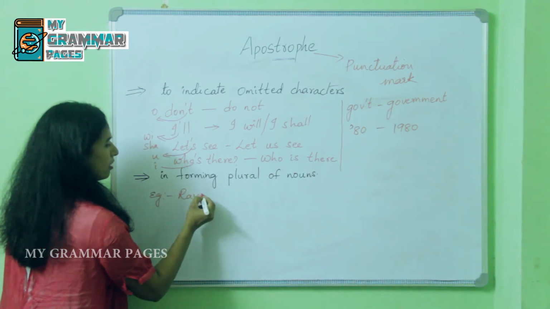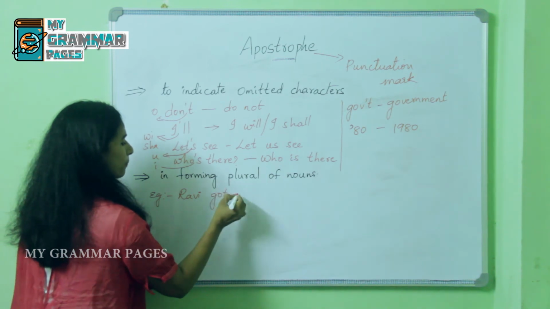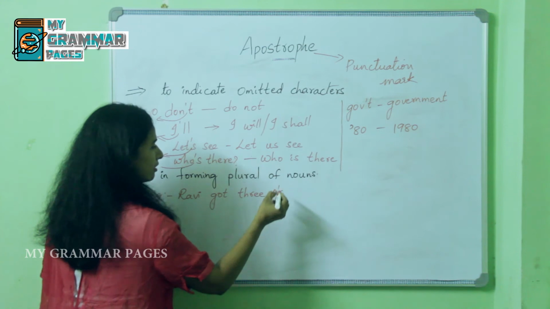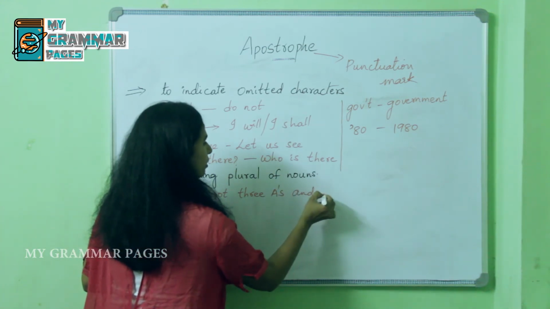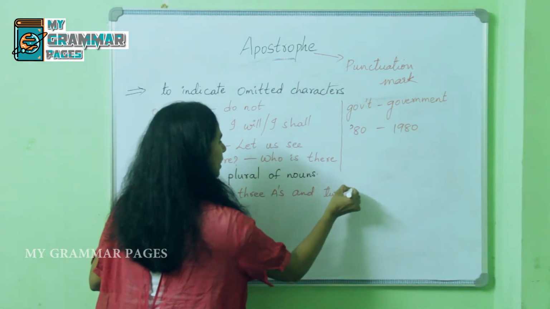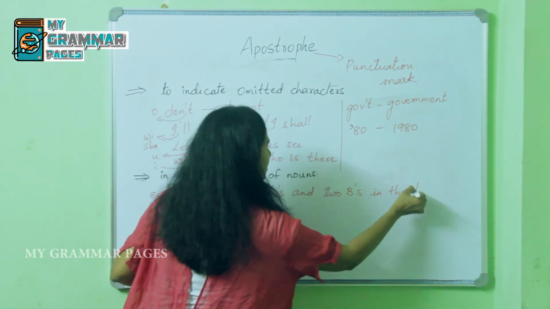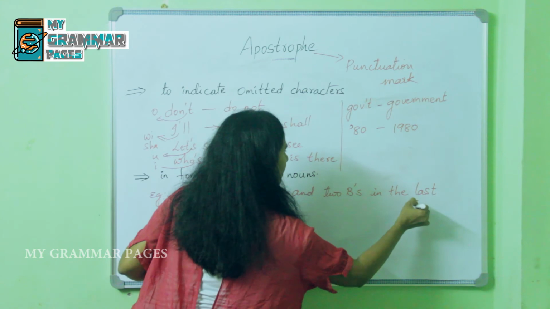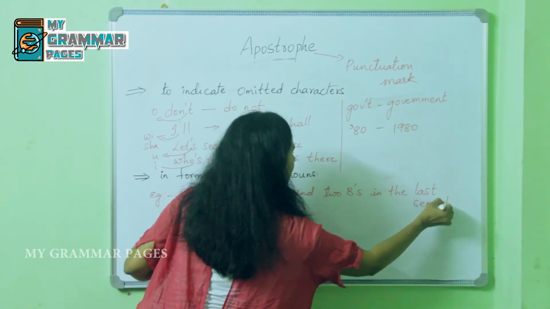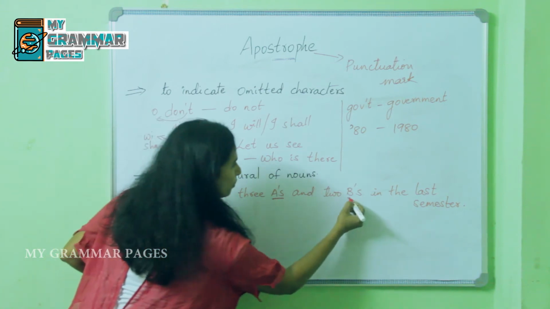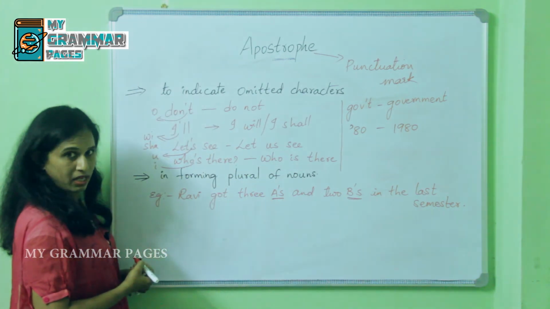Ravi got 3 A's and 2 B's in the last semester. Here, this is the plural form of A and B.